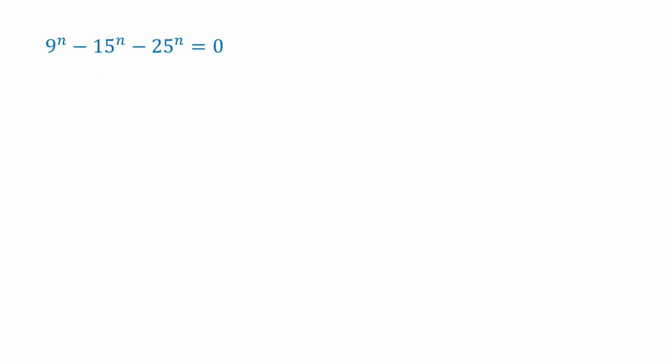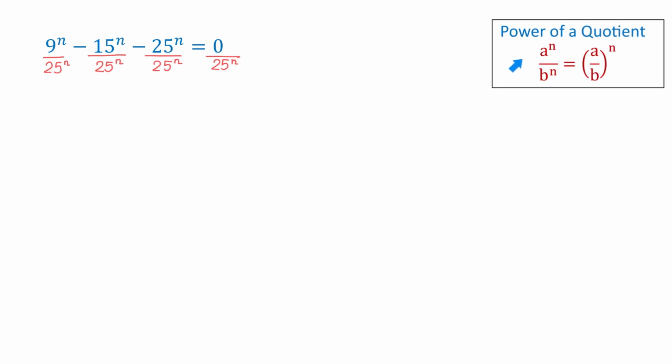To solve for n, we will start by dividing both sides either by 9 to the nth power or by 25 to the nth power. I will start by dividing both sides by 25 to the nth power. So here we have it, and now on the left side I will use the power of a quotient formula. In this formula, if in the numerator we have a raised to an exponent n, and in the denominator we have b raised to the same exponent n, then we can write this as a over b all raised to exponent n. Then according to this formula, I can write the first fraction as 9 over 25 all to the nth power. The second fraction will be 15 over 25 all to the nth power. Then the third fraction becomes minus 1, and on the right side we will have 0.